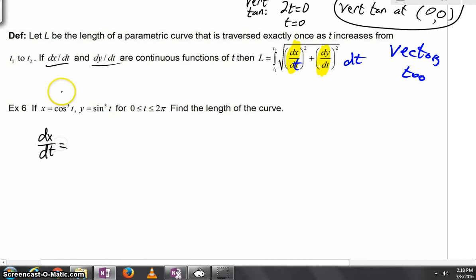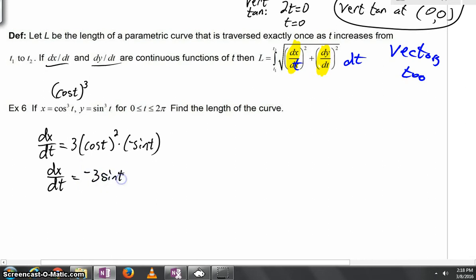For dx/dt, if x is cosine of t raised to the third, you'd bring down the 3 and get cosine of t squared, but the derivative of cosine is negative sine of t. Remember the chain rule. Your dx/dt would then be negative 3 sine of t times cosine of t, whole quantity squared.